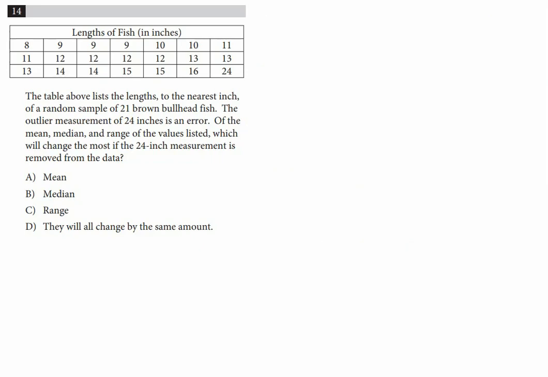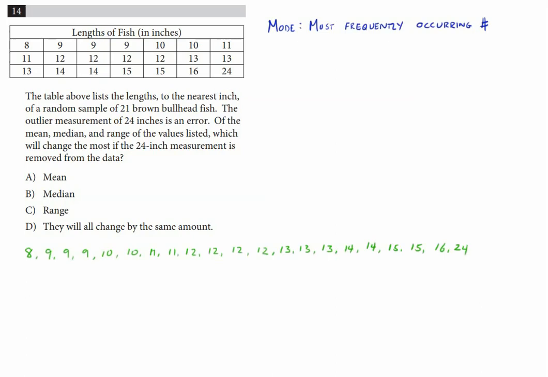Now they don't ask for mode, but let's go over it anyways. Mode is the most frequently occurring number. So going back to this list of numbers that we set up earlier, we see that the number that occurs the most times is 12. And regardless of whether or not you have this data point, you're still going to have 4 12s, or 4 fish at 12 inches, which is more than any other measurement. So the mode doesn't change.